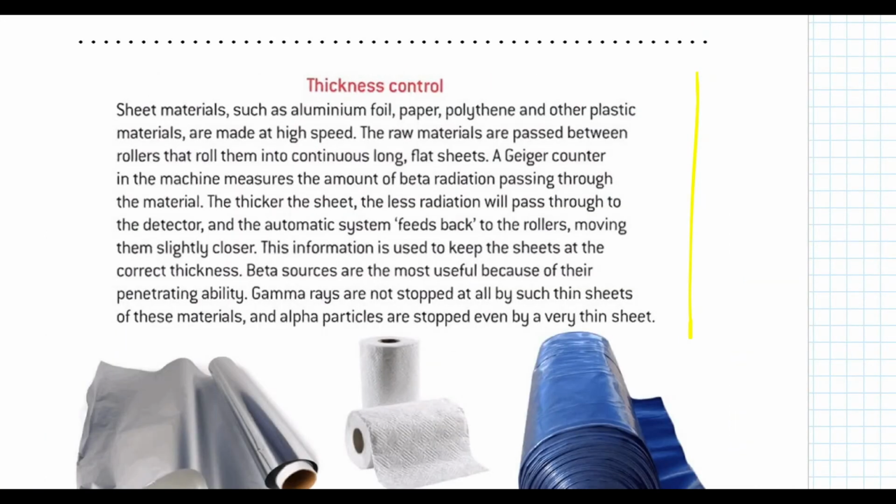Okay, I hope you've read that paragraph. A couple of things you need to pick up on. Firstly, that beta radiation is used because the way the system works is that you get a sheet of paper. I'm trying to represent that with that green line. You've got a beta source one side and a detector the other side of the paper. Now, the thicker the paper, the less beta is going to penetrate through.